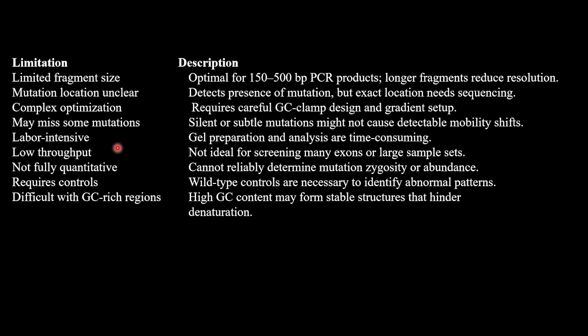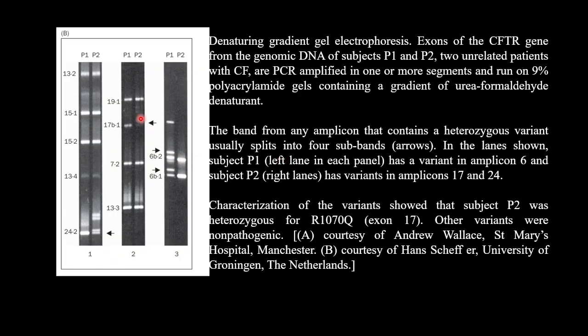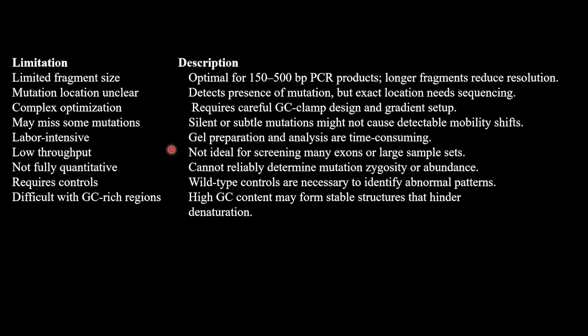It is a labor intensive technique. It is low throughput because you have to do PCR, then you have to do PAGE. In both of these techniques, if you are running 1,000 samples, it is going to take too much time. So it is labor intensive and low throughput. It is not fully quantitative; it can identify whether the person is heterozygous or homozygous. For example, in this case, you can say the person is heterozygous for exon 17. In this case, you can say patient P1 is heterozygous for exon 6. But you cannot identify quantitatively, like real-time PCR.